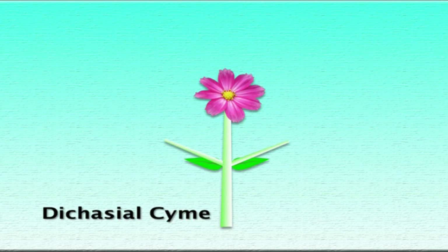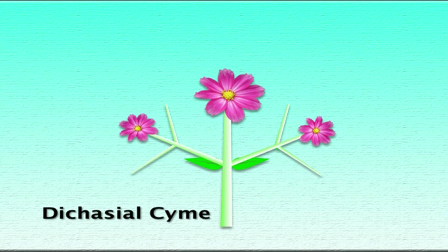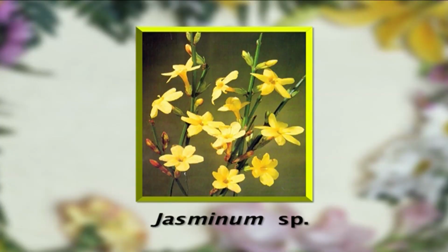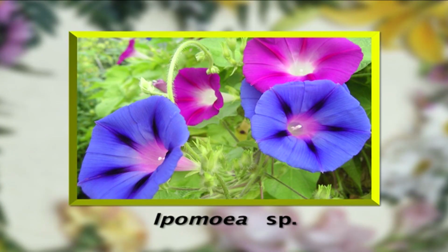In this case, the main axis develops in a terminal flower. Below this flower, two branches develop laterally in the axil of opposite bracts. These branches also end in flowers. The same type of growth is continued. Dichasial cyme is usually found in Jasminum and Ipomoea.